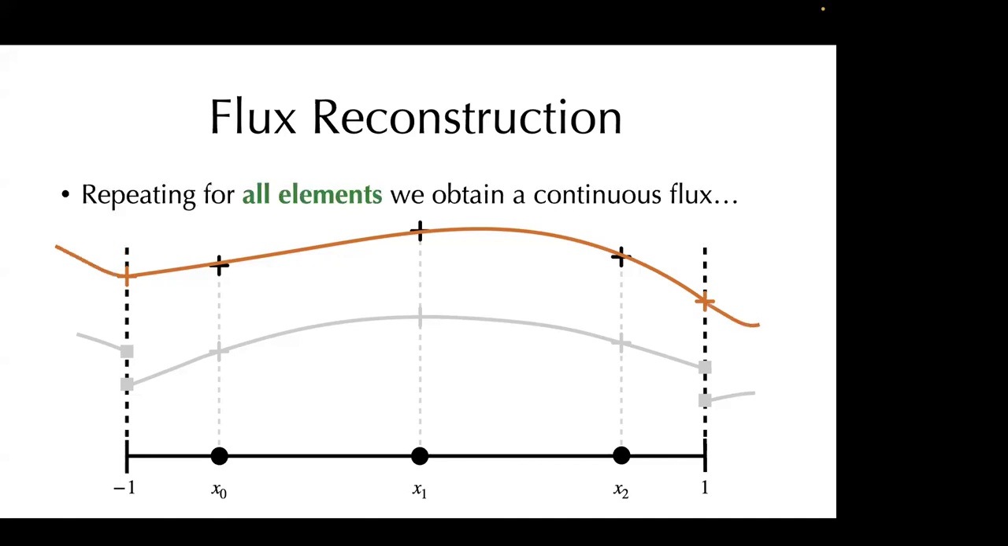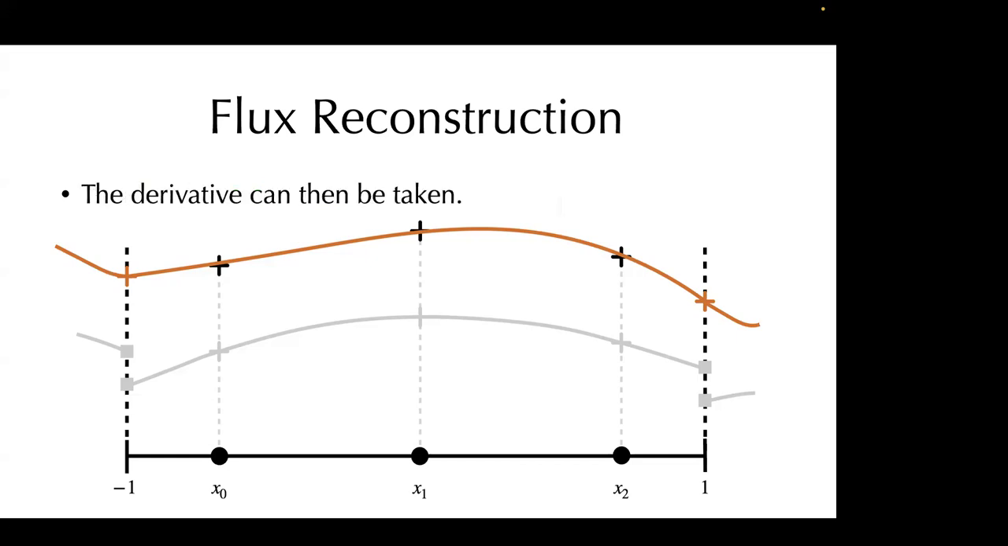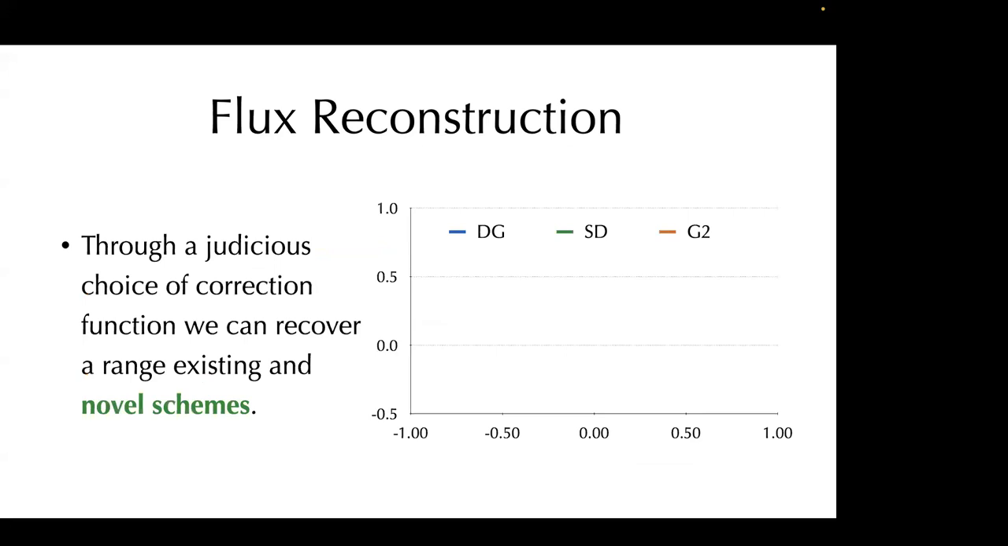And if we repeat this for all of the elements in my domain, then what we have is a C0 continuous flux polynomial that is of degree k plus 1 inside each element. With this, we can then take this polynomial and simply differentiate it to give an approximation of partial f partial x that is of degree k. Exactly what we need for the semi-discretized form of my scalar conservation law, which we can then proceed to integrate in time.